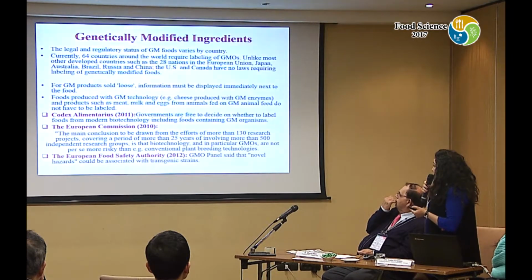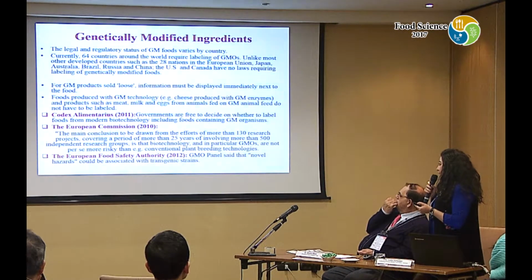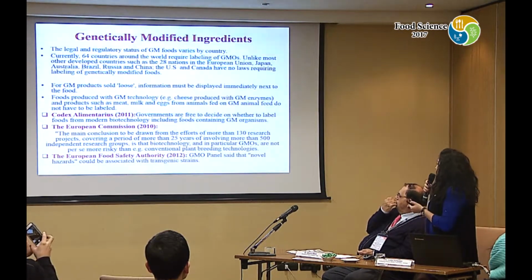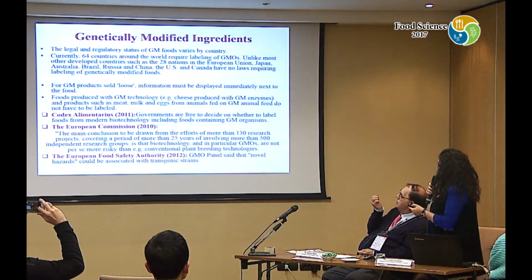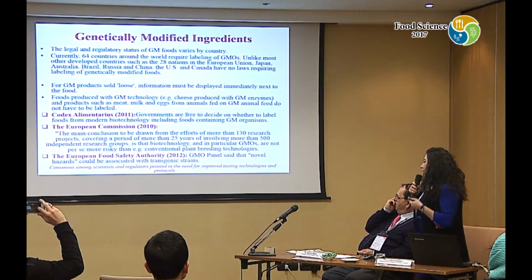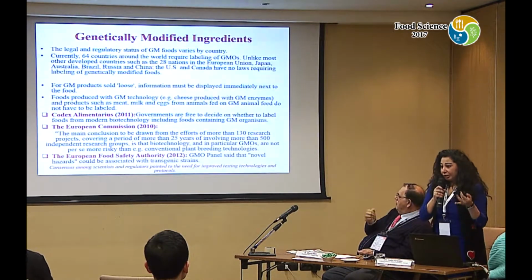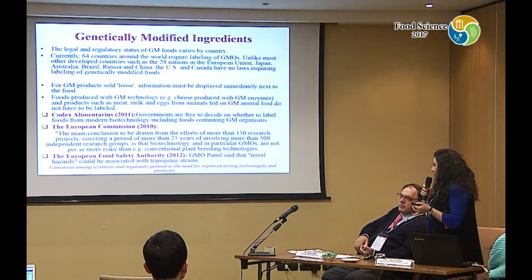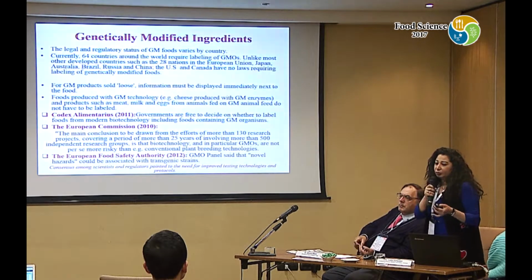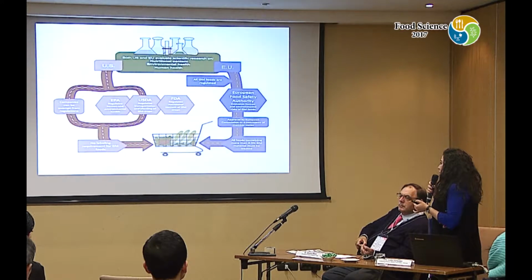And in 2012, the European Food Safety Authority, the EFSA, GMO panel said that novel hazards could be associated with transgenic strains. So here we started, all the GMO and all these firms coming up and saying maybe or maybe not, and then in 2012 we had another statement. Currently, consensus among scientists and regulators pointed to the need for improved testing technologies and protocols. Of course, we need more and more research, more and more data.